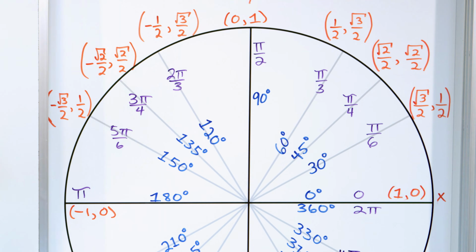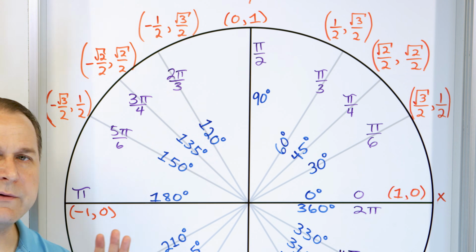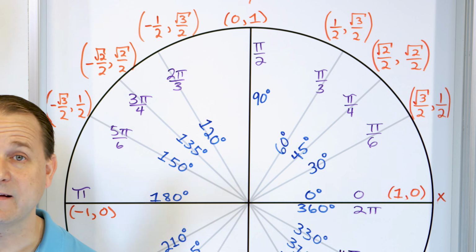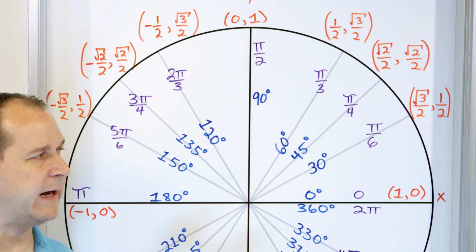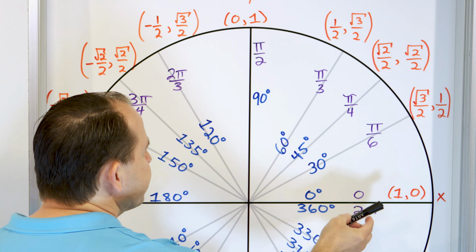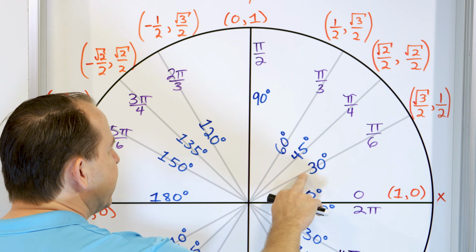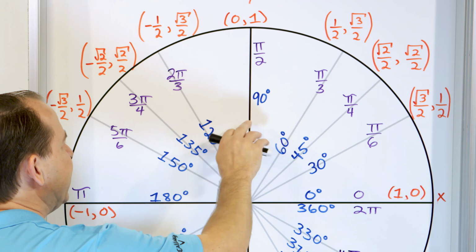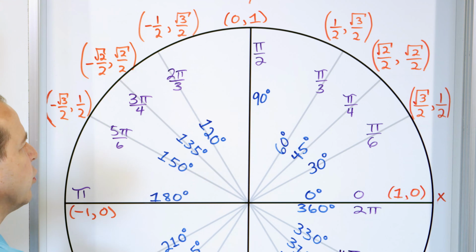So here's the unit circle in radians in all of its glory. We've already gone over this extensively in the last lesson, so I'm not going to review all of it again. What I want to focus your attention on is quadrant 1 right here. We have 0 degrees, 30 degrees, 45 degrees, 60 degrees, and 90 degrees. Quadrant 1 is the most important quadrant. Everything else comes from quadrant 1.